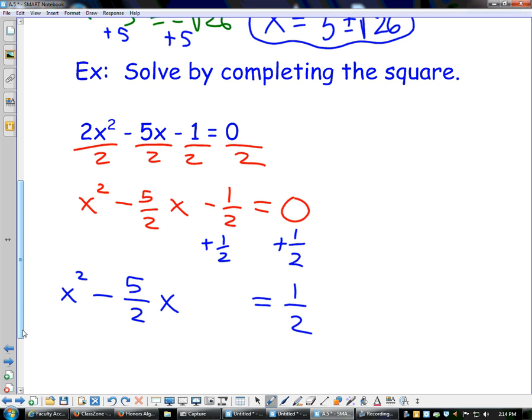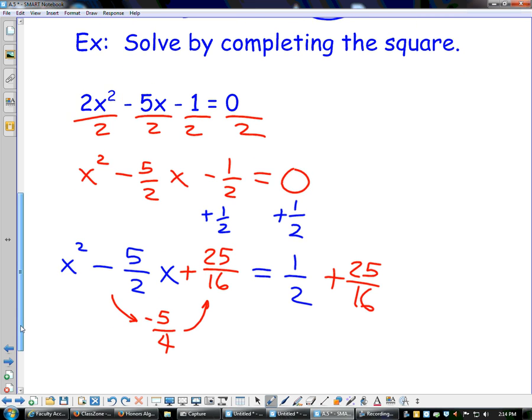At this point, our process is to take half of this number, and half of negative 5 halves would be negative 5 fourths. I like to work with the fractions in this case. And squaring is nice and easy because I square the numerator and I get 25, and I square the denominator and I get 16. But if I'm adding 25 sixteenths to the left, I have to add 25 sixteenths to the right. And now we can continue.